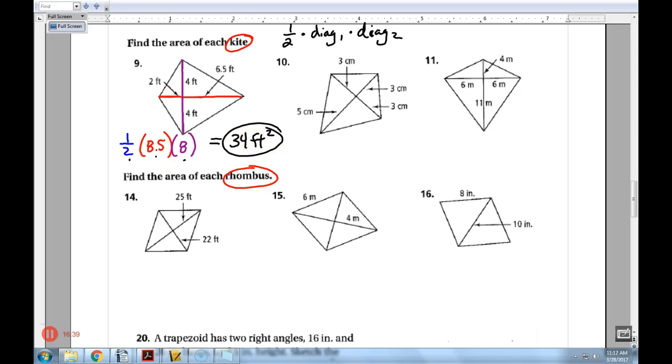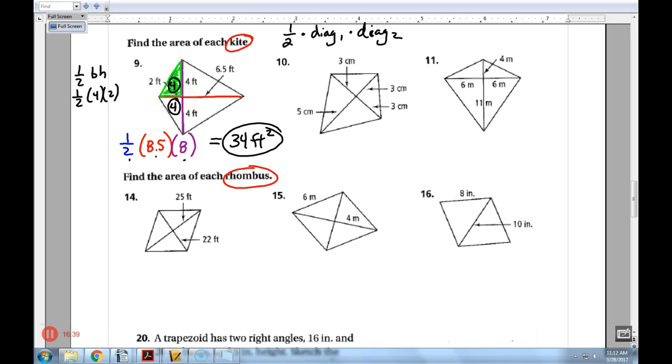Okay. Now, if you didn't know the area of a kite, another way would be to find each triangle separately and put them all together. So for instance, this green triangle right here has a base of 2 and a height of 4. I know the area of a triangle. It's 1/2 base times height. So 1/2 of 4 times 2, that's 4. So I know that this little triangle has an area of 4. So this triangle has an area of 4 because they're congruent.